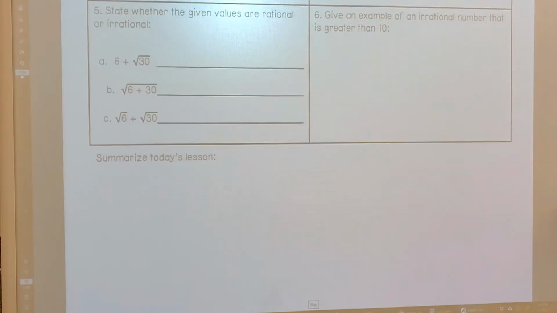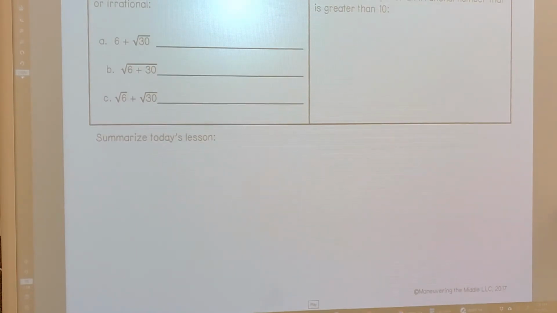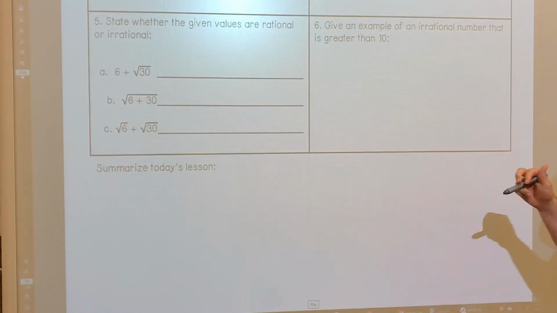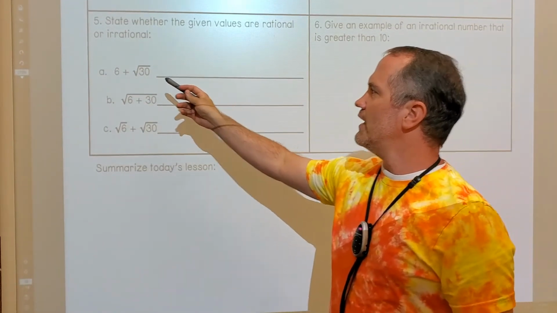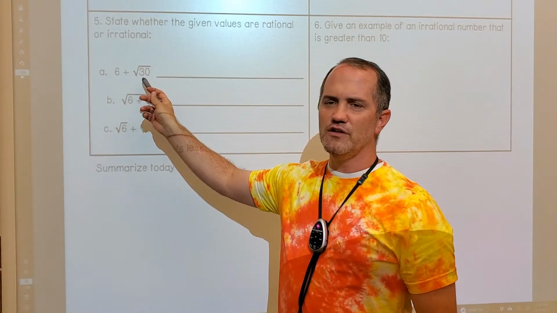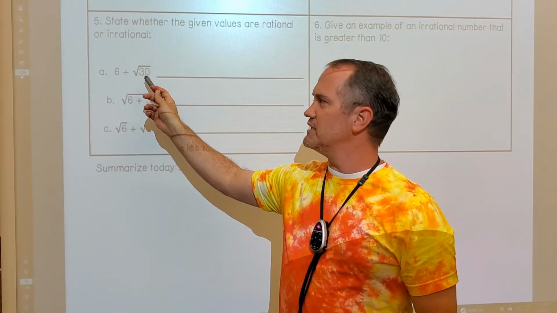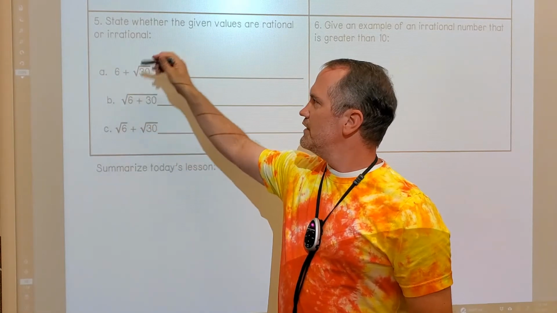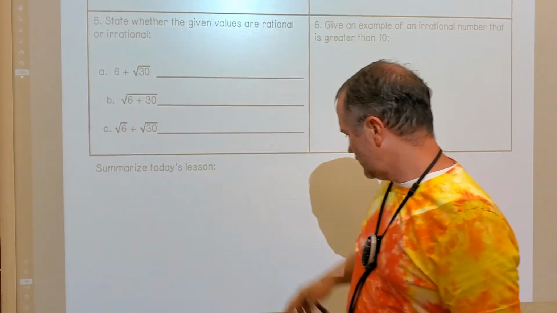Okay, let's see. State whether the given values are rational or irrational. These are good ones. I like these ones. Okay, because we have to think. I know that 6 is rational. Square root of 30, though, as we did earlier, is irrational. It is a non-perfect square. So this right here is, in fact, let's just look and see what it is.